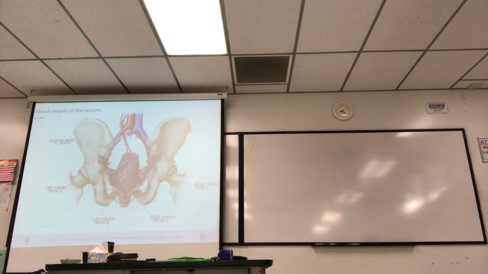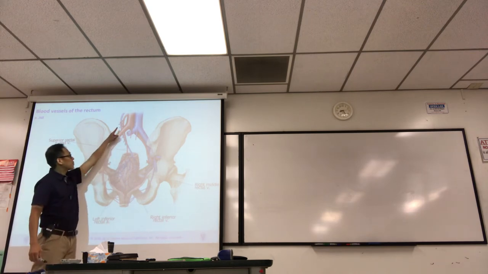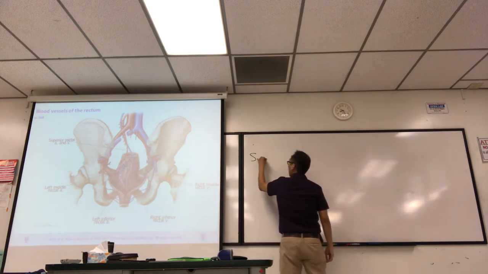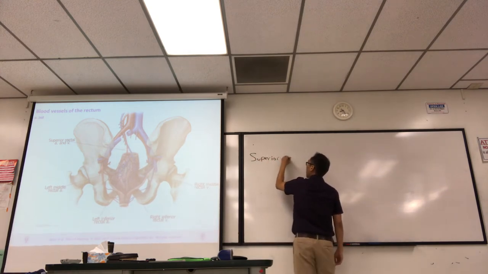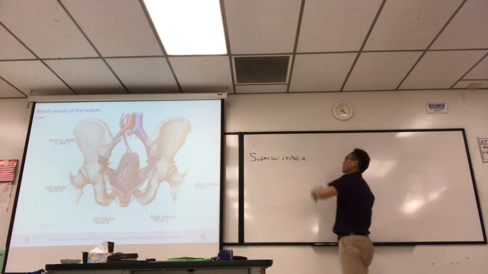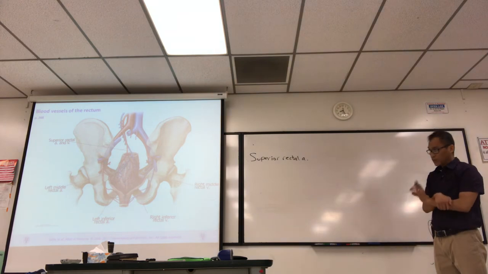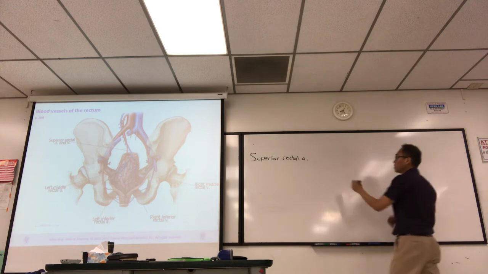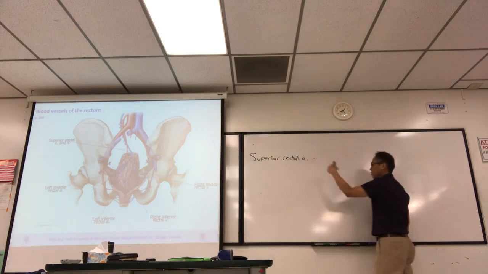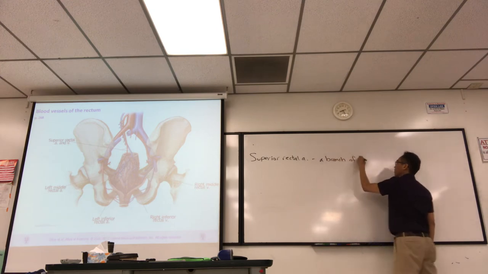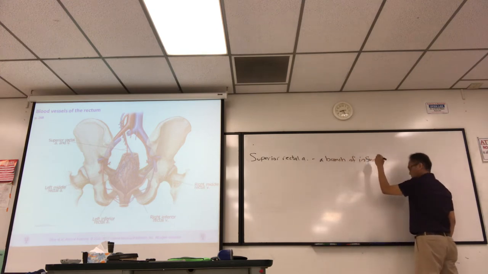Okay, let's see. Oh, yes, so the first vessel coming up there is the superior rectal artery. Now, the superior rectal artery is a continuation of the inferior mesenteric artery. Okay, that's where it's coming from. It's really a branch of the inferior mesenteric.